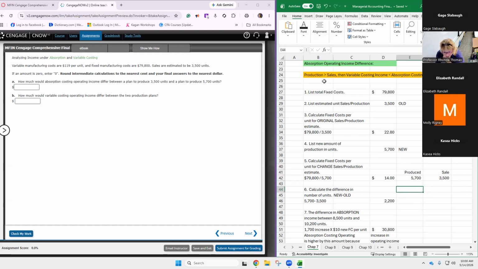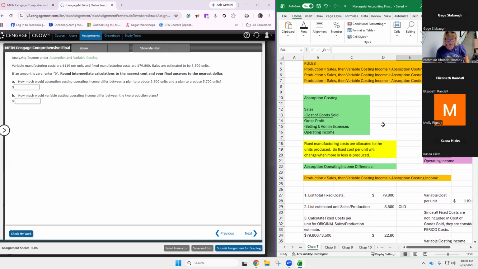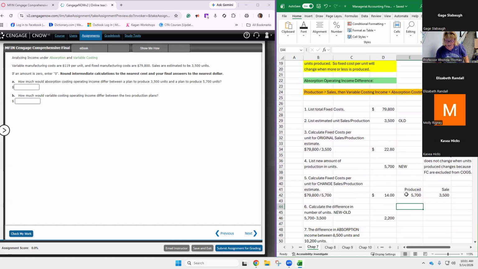And what happens when production is larger than sales? I'm going to put the outcome down. So back when it was 3,500 and 3,500, then both of these are the same. But now that production has increased and sales has stayed the same, what we can expect is variable costing, even though this is not what they're asking, I'm just trying to teach these concepts a little bit more. So that's on this side. That's going to be smaller than our absorption costing.